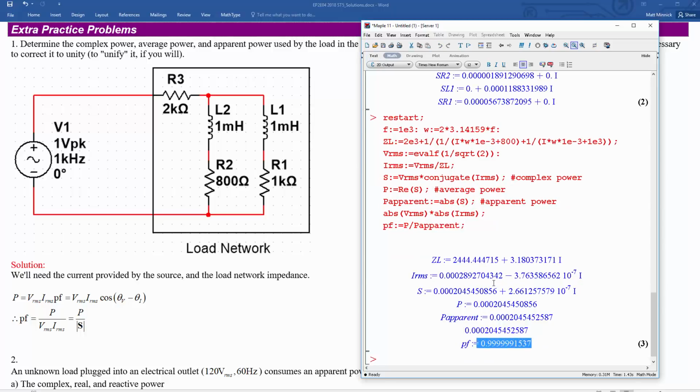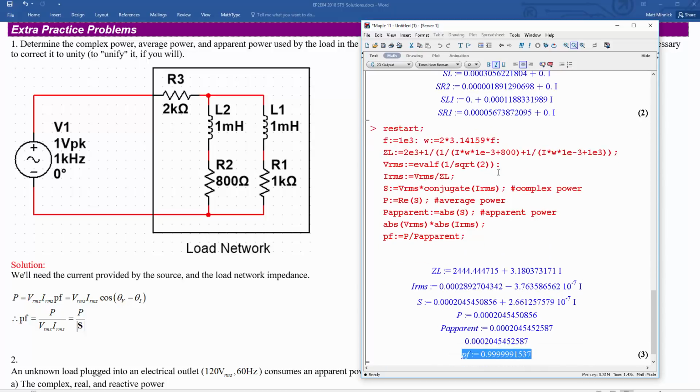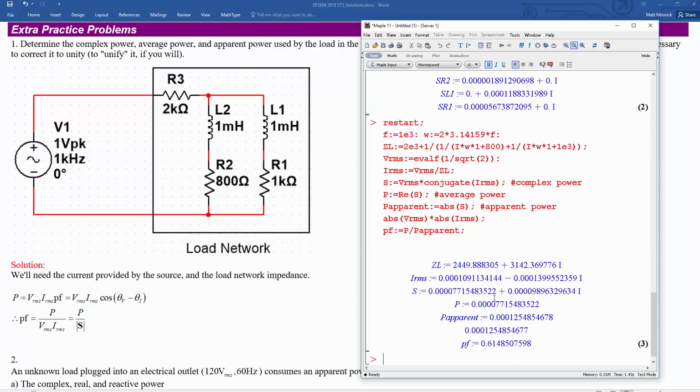And so there's the power factor. It's very close to 1 already, again, because of the very small imaginary component here. Just for fun, if you wanted to change the inductance from 1e minus 3 to 1, then you can make a much higher inductive load here.